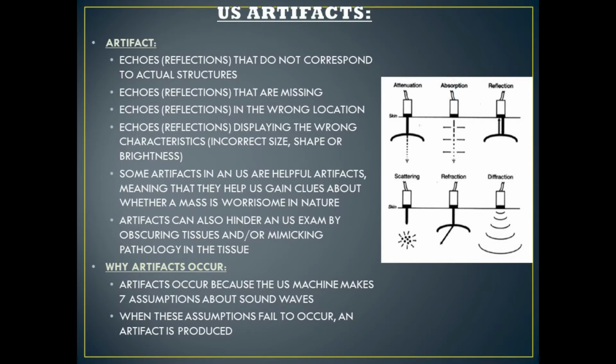or echoes that are in the wrong location, or echoes displaying the wrong characteristics, such as incorrect size, shape, or brightness. Ultrasound artifacts occur because an ultrasound machine makes 7 assumptions about sound waves. When any of these assumptions fail to occur, an ultrasound artifact is produced.